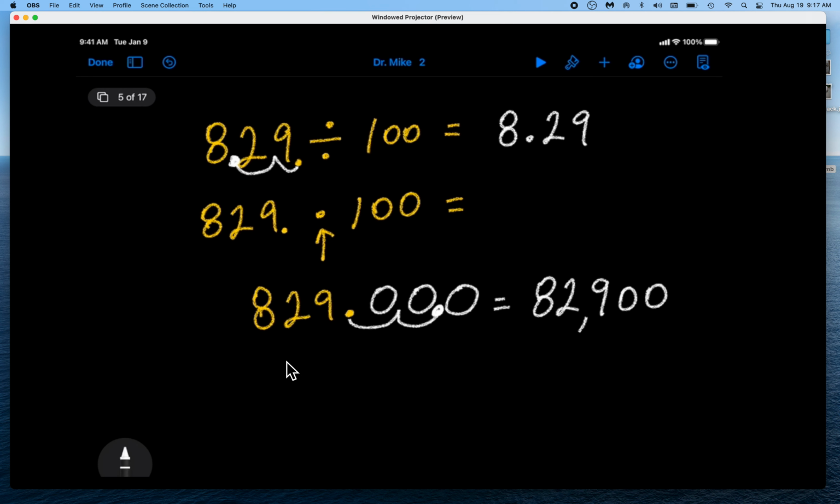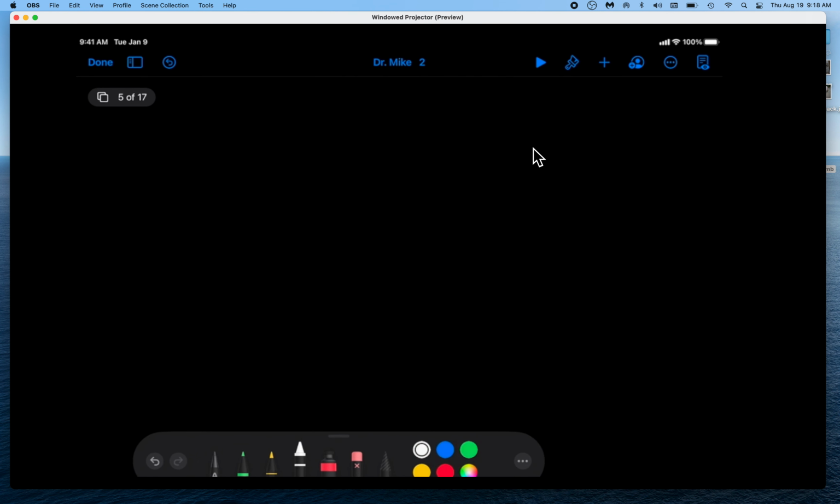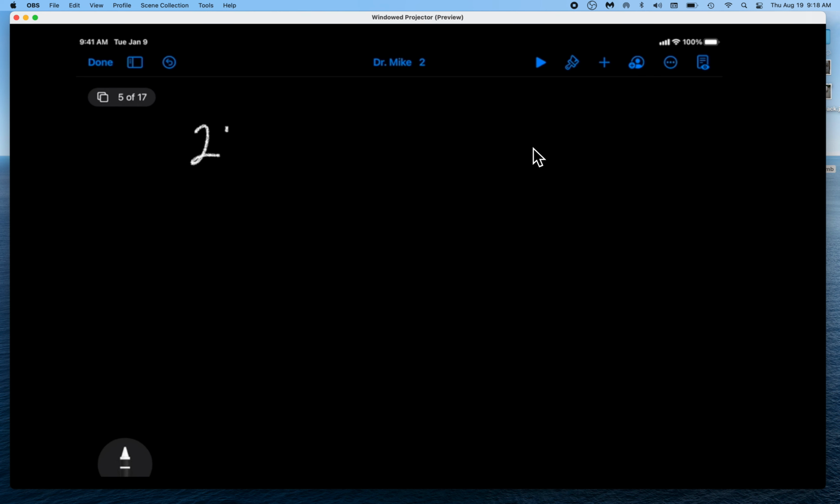$82,900. So we went from 829 multiplying by 100 to a bigger number. Up here, we went from 829 dividing by 100. We get a smaller number. Now, don't forget, folks, that a fraction is another way you will see division.